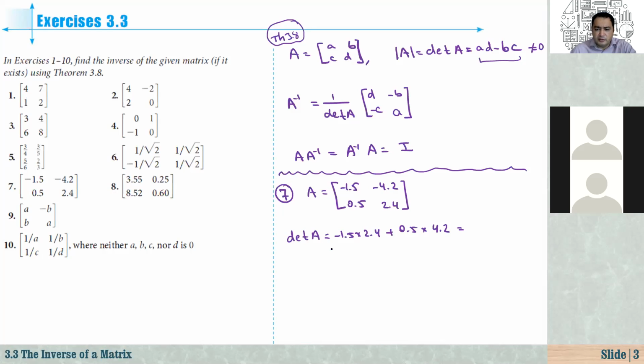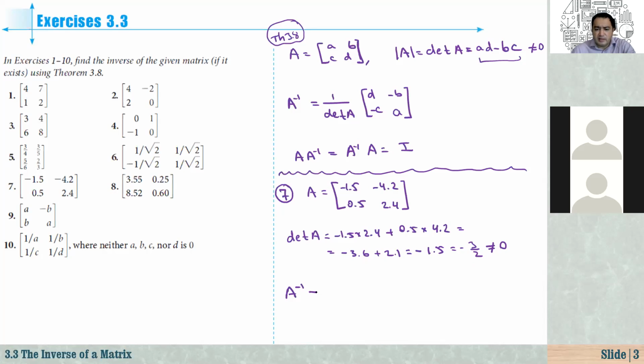What is minus 1.5 times 2.4? Minus 1 times 2.4 is 2.4, and half of it is 1.2. That is minus 3.6. Plus, how about 0.5 times 4.2? It is half of this, that is 2.1. So it is equal to minus 1.5, or simply minus 3 over 2. Since it's not equal to 0, now we are sure that this matrix has an inverse.